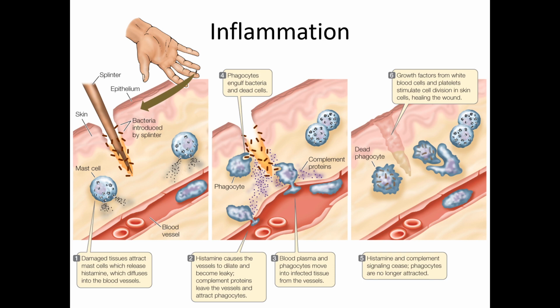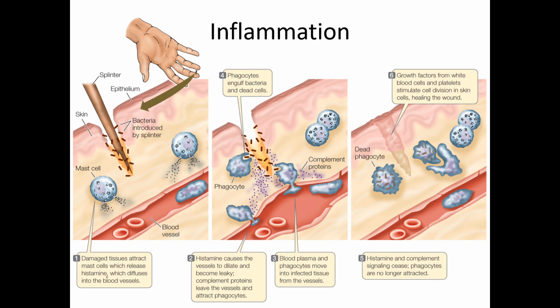Now to finish up this topic, we're going to talk about two processes, inflammation and fever. So with the process of inflammation, in this example here, we have an injury that happens to the skin. Now that excellent barrier has been broken, there's a cut, now bacteria have an easy way to get in.